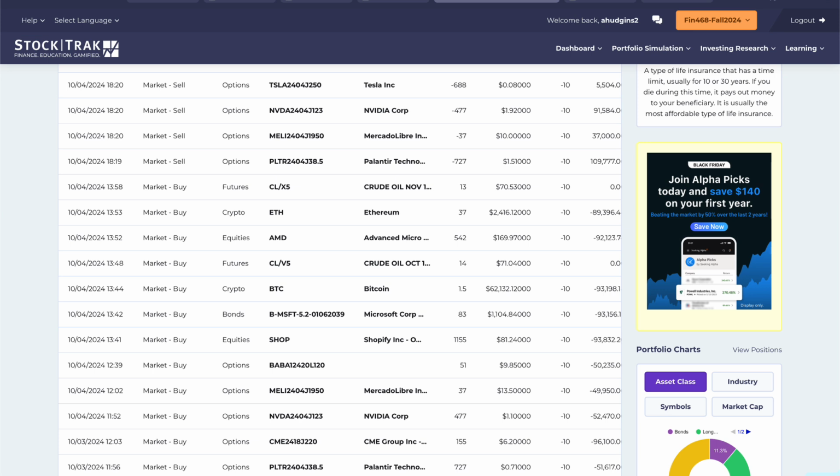My other stock I invested in was Shopify, and they experience rapid change and market volatility. I did Bitcoin and Ethereum as my cryptos. As far as bonds, I only invested in one, Microsoft bonds. And for futures, I invested in crude oil. Regarding options, like I mentioned before, all those options.